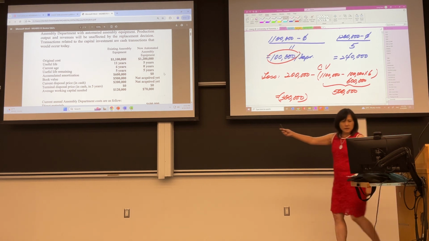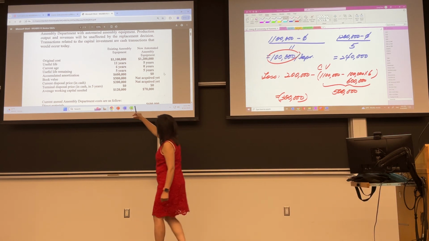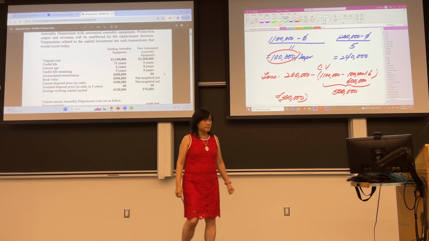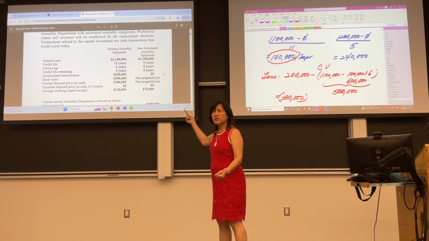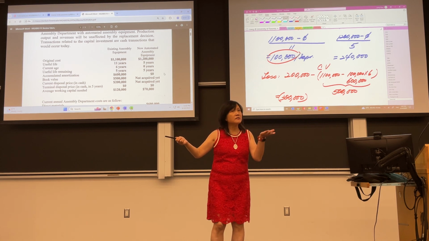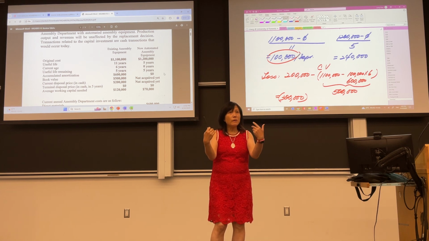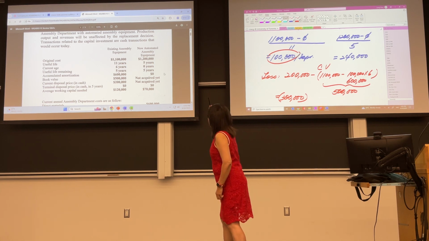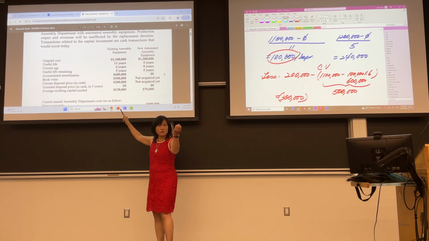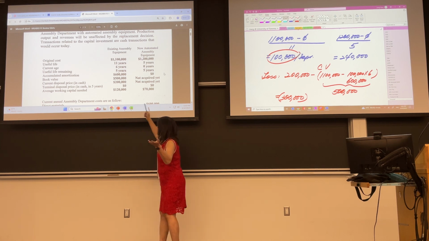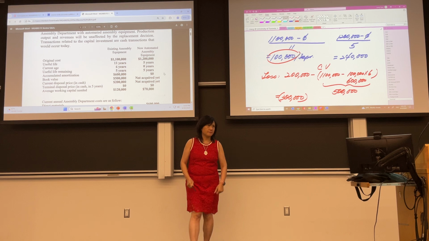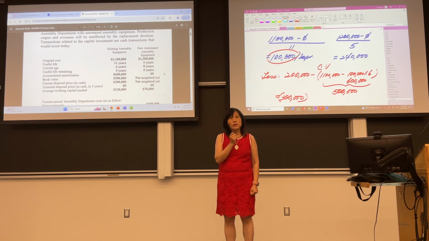Okay, so now let's take a look at anything else. Average working capital needed. Using the existing machine, 120,000. If you get a new machine, you only need to spend 70,000. This is the adding back or spending more. You have to be able to read this. I'm going to ask you. Using the existing machine, you pay 120,000 for inventory. If you buy the new machine, you only have to pay 70,000 inventory. You have a saving or you have to spend more? You have saving. Important. You have to be able to read the question.